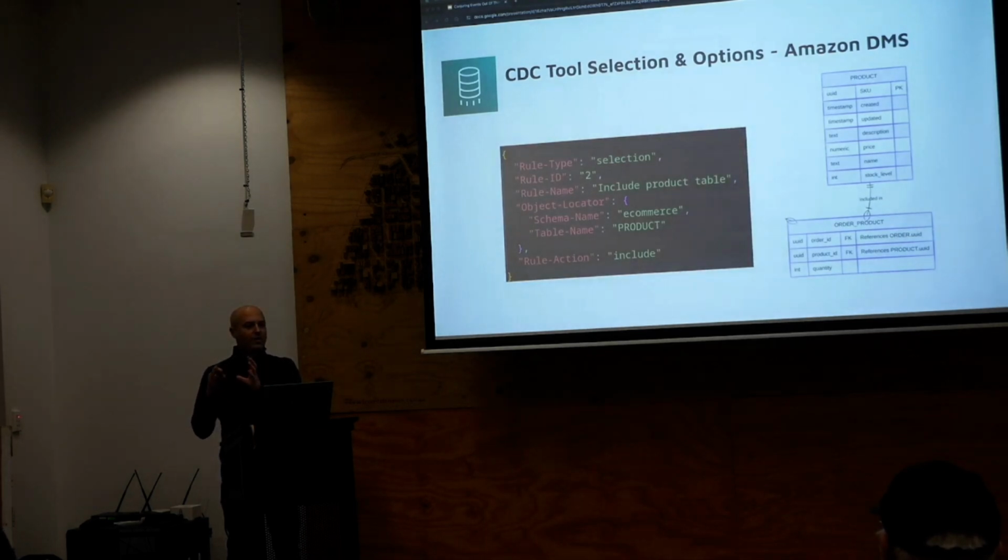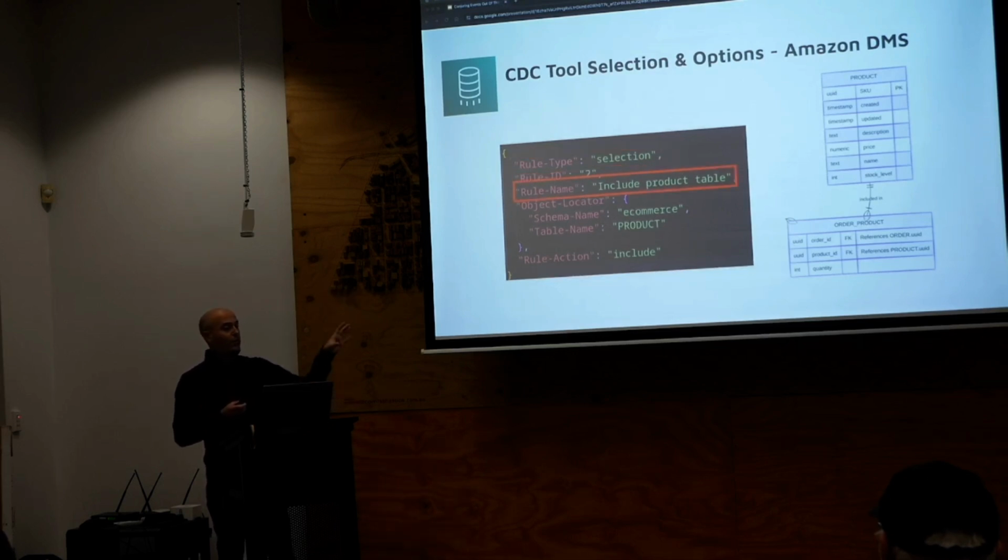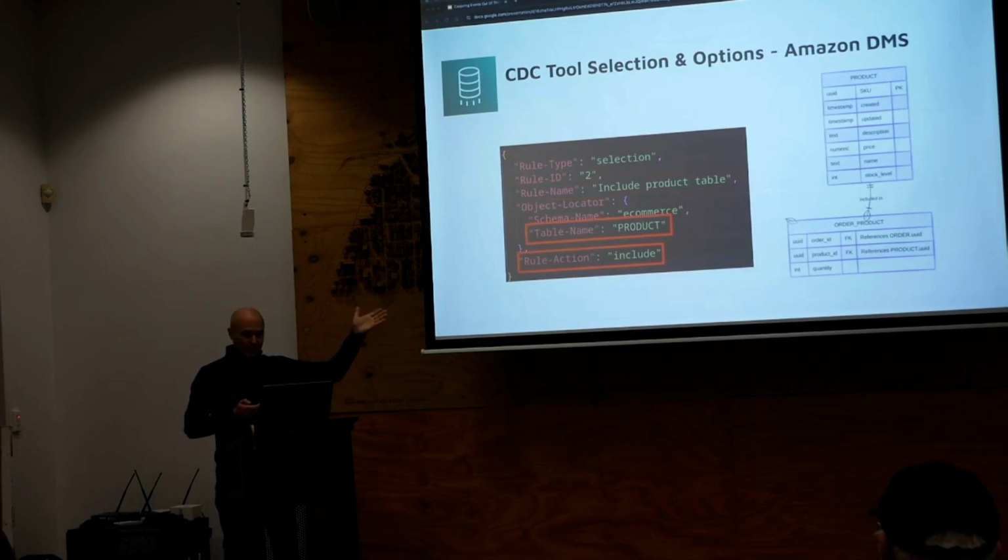So let's take a look at DMS rules next. These allow us to define the changes that we're actually interested in tracking. Not every change that happens is something we want to know about, right? Selection rules are mandatory. Without them, DMS won't know which tables to process. Here we've defined a rule called include product table. It includes the product table, unsurprisingly, from the e-commerce schema.